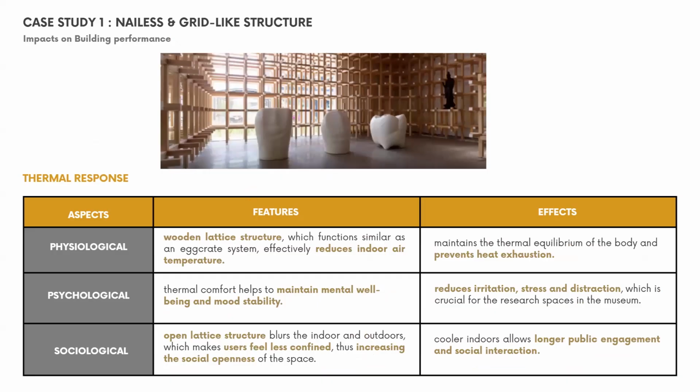Then thermal response wise, physiologically, it helps to maintain the thermal equilibrium of the body, which prevents heat exhaustion. This wooden lattice structure functions as an egg crate system that reduces indoor air temperature. Psychologically, it reduces irritation, stress, and distraction, which is crucial for the museum spaces in this building. Being thermally comfortable helps to maintain well-being and also stabilizes the mood of the user. Sociologically, it helps to cool the indoors, which allows longer public engagement and social interaction.